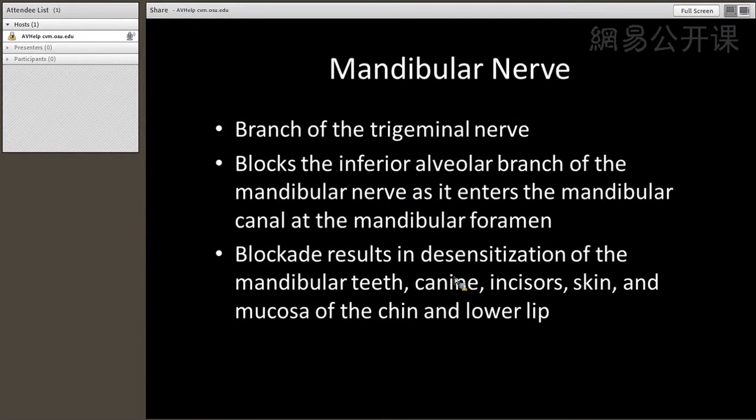Mandibular nerve blocks are also pretty easy to do. The mandibular nerve is a branch of the trigeminal. And so you're going to block the whole bottom of the jaw when you do a mandibular nerve block. So you get desensitization of the mandibular teeth, the canines, the incisors, the skin and mucosa on the chin and lip on that side only. And so if you want to block both sides, you'll have to do bilateral.